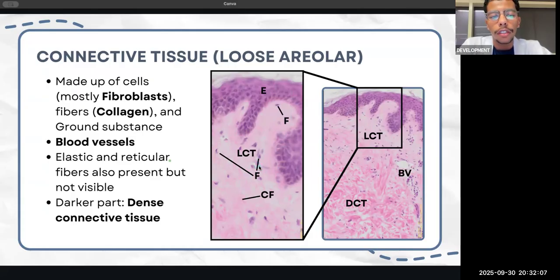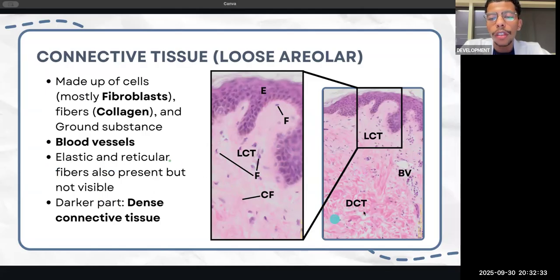Ground substance is kind of like a gel material. You don't really have to know it. For the OSPE, you might need to know it for the MCQs, but for the OSPE, they don't usually ask about ground substance. They ask about fibroblasts and the fibers, which are collagen fibers, secreted by the fibroblasts. Now, loose areolar connective tissue is found in blood vessels.